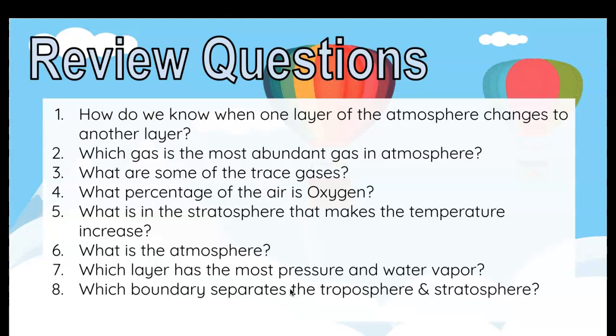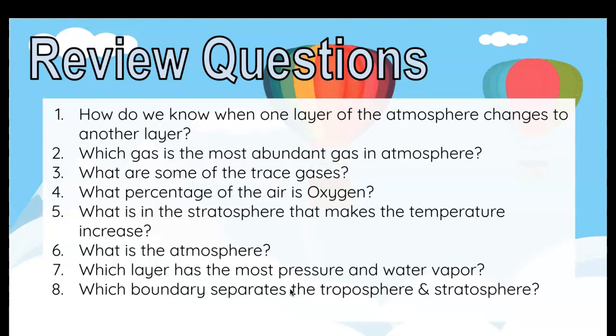Number 8, which boundary separates the troposphere and stratosphere? Well, remember that those boundaries are called pauses. So a pause is that boundary that separates one layer from another one. So every single boundary is going to have the word pause in it. In order to figure out what comes before pause, just look at the layer below it.